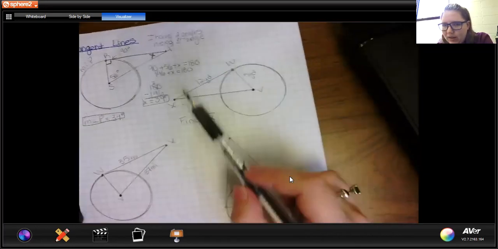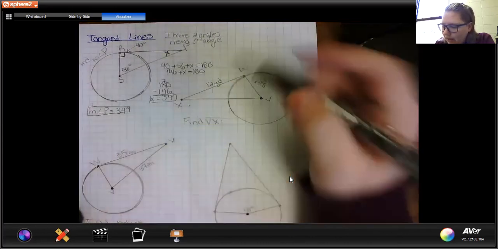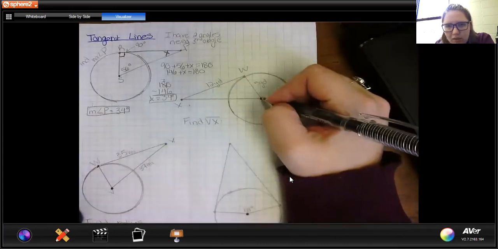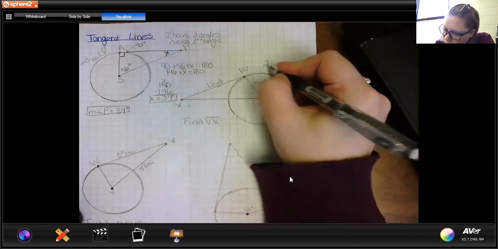So I'm going to move on to this one down here. I can see I have this side length is 5 yards and I have this side length. So I have two sides.